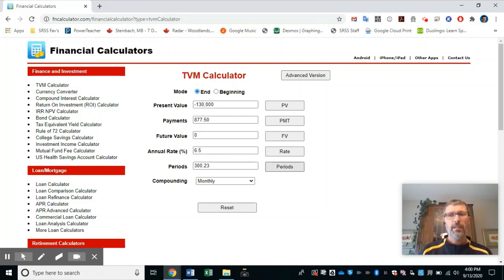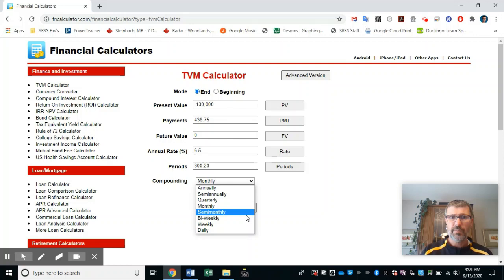Okay, let's say we go to the semi-monthly version. Now the semi-monthly version means we're just simply taking our $877.50 and cutting it in half. And if you look back on your notes from page 1, that was $438.75. Our future value, when we're done paying it off, we want zero debt. So that's why we're choosing zero. Again, 6.5%. And this time I'm just going to pull this down and say semi-monthly.